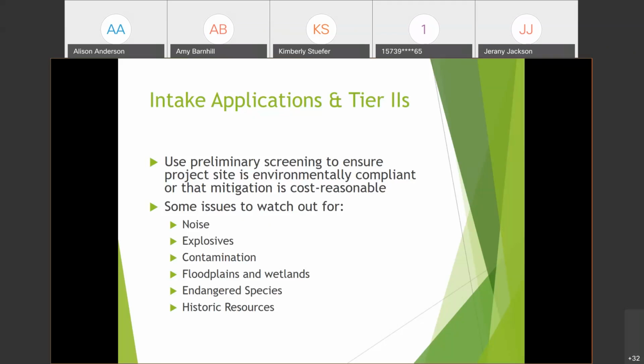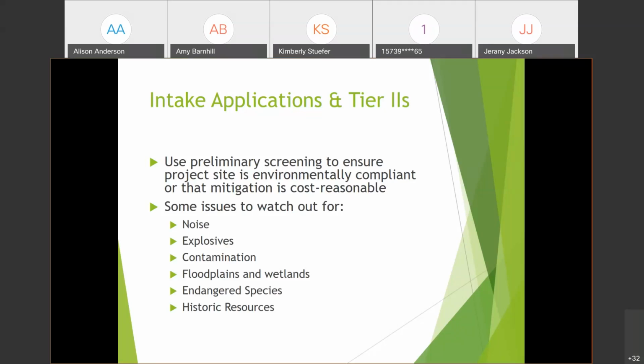Contamination. Is there radon present? Is there lead in buildings? Are there any other contaminants present? Is there an underground storage tank on the site? Is the project within a mile of a Superfund site? If so, a Phase 1 ESA would need to be done.